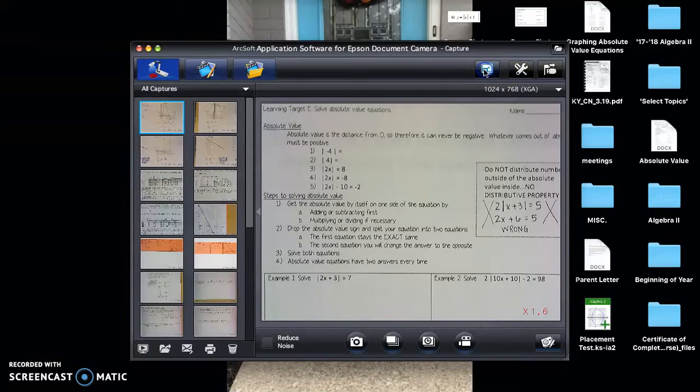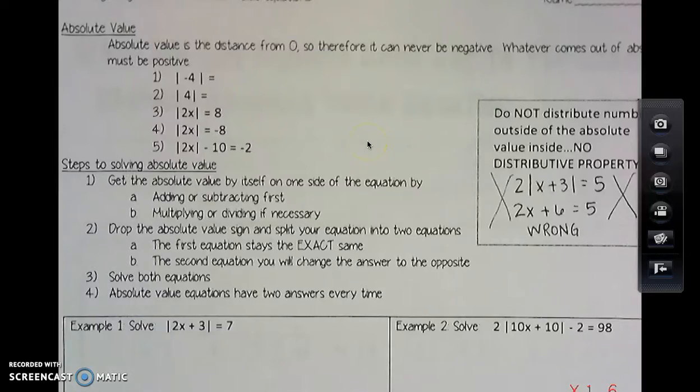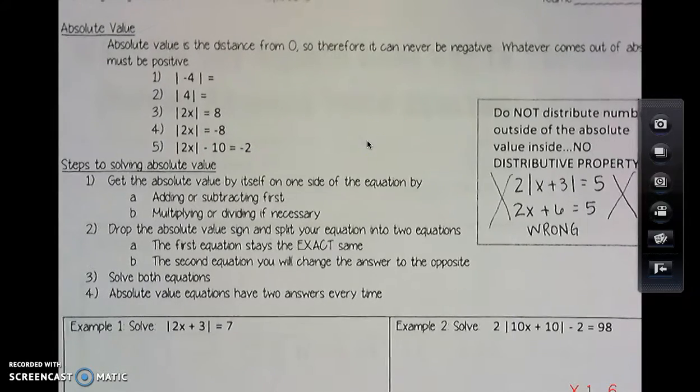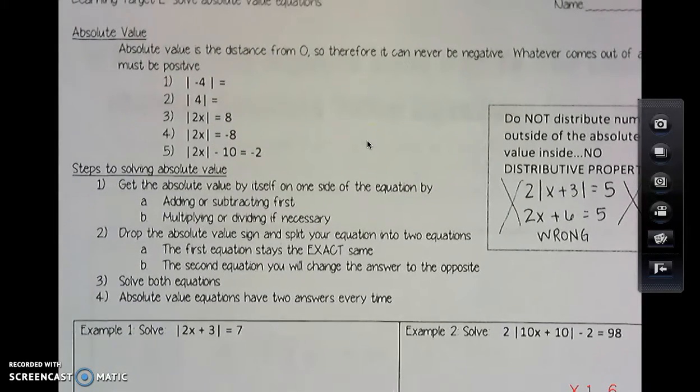All right, guys. So today we're going to talk about absolute value equations. So you should have this packet. We're going to go through this packet. I want you guys to make sure that you're writing down what I'm writing down as I'm doing it.